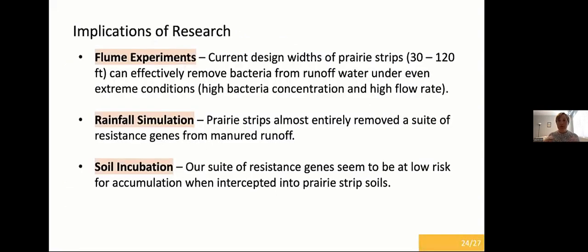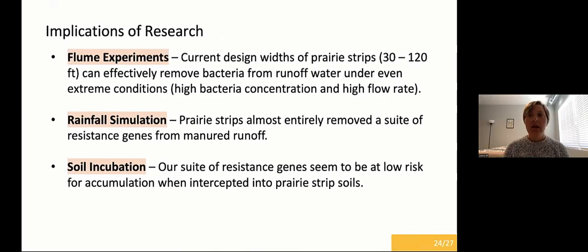And so now that I took you really quickly through the various projects that we've been working on, I wanted to try and just recap what I thought are the important implications. So going back to the plume experiments, we learned that not only are the prairie strips effective at removing AMR contaminants from modeled run-ons, but in fact, the current design width recommendations for prairie strips may be effective at removing contaminants from this run-on even under extreme conditions.